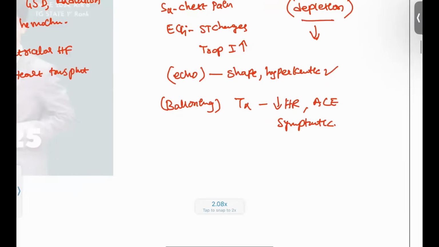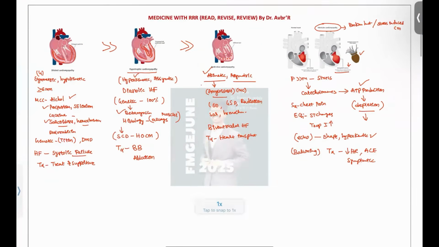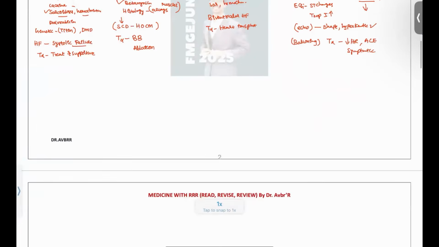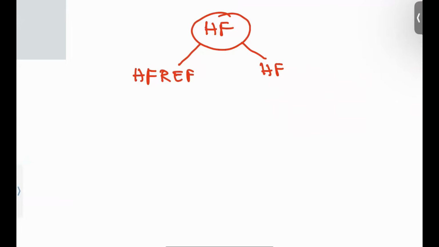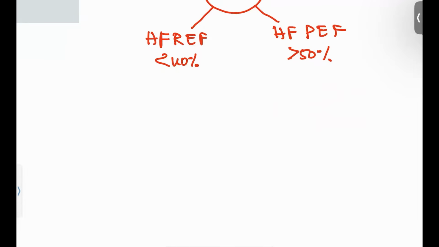That is the four types of cardiomyopathies. Next, let's understand what heart failure is, guys. We have already discussed heart failure multiple times. Heart failure will be either reduced ejection fraction or heart failure with preserved ejection fraction. So this will be less than 40%. This will be less than 50%. And how will this patient present? This will be systolic failure and this will be diastolic failure.